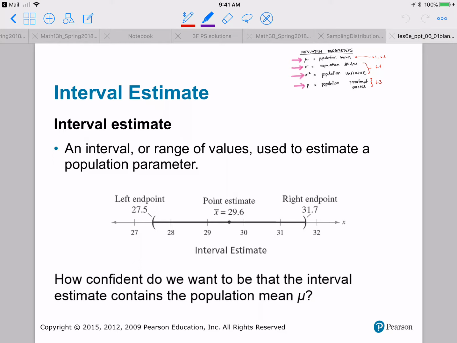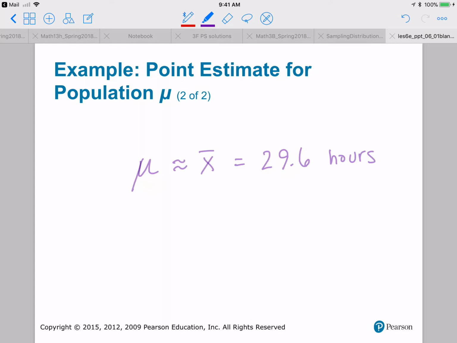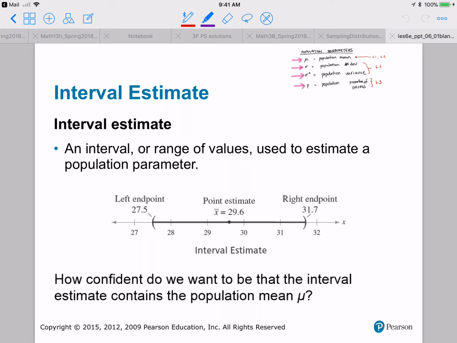Now let's compare that with an interval estimate. Instead of a point estimate, which is just one single number, an interval estimate allows us to give a range. So instead of saying the mean is approximately 29.6 hours, we're able to say the mean is somewhere in between 27.5 and 31.7. Do you see that the left endpoint is 27.5 and the right endpoint is 31.7?